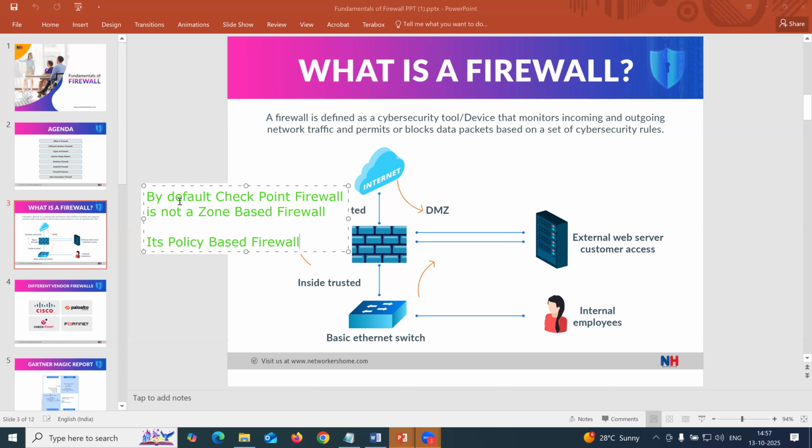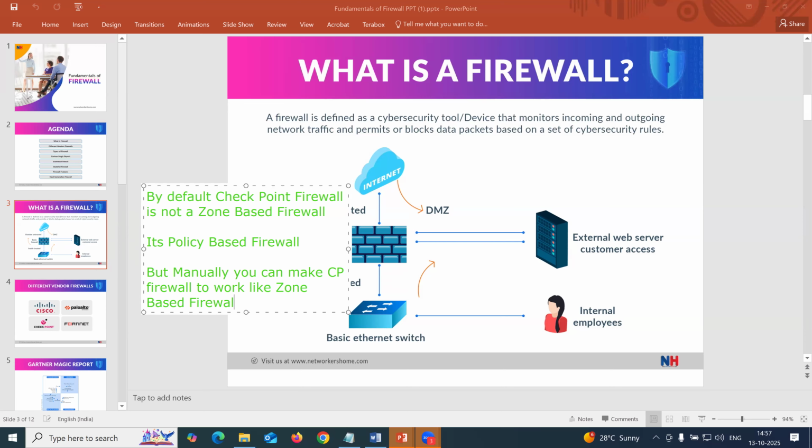But manually, you can make Checkpoint firewall work like a zone-based firewall. Okay. So if you want to configure it as zone-based, you have to manually configure it. It means Checkpoint firewall has both the features.